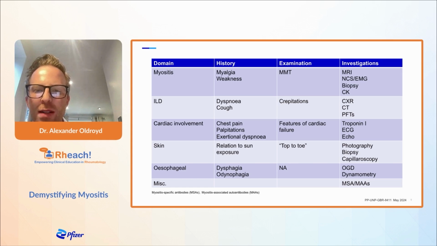Now, interstitial lung disease. On examination, I always listen for crepitations. It's always good to identify this. Can I identify that they may have antisynthetase syndrome as opposed to another subtype? Chest x-rays, CT scan, and pulmonary function tests are key here.